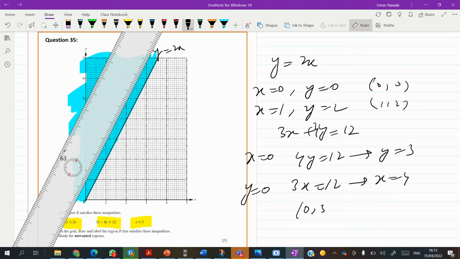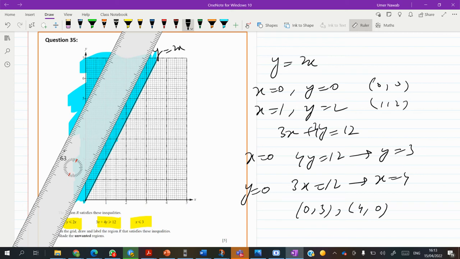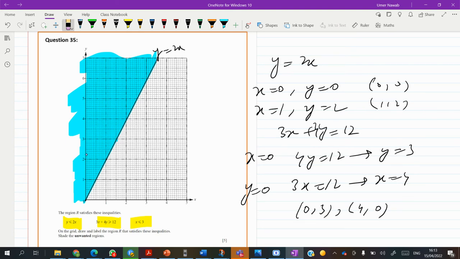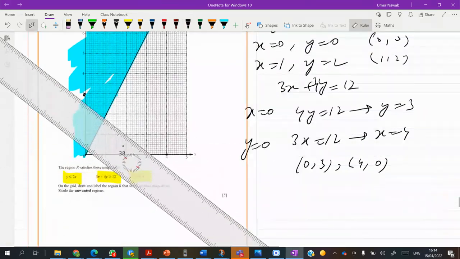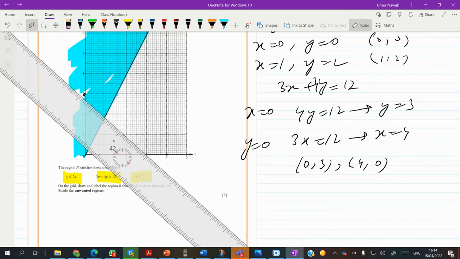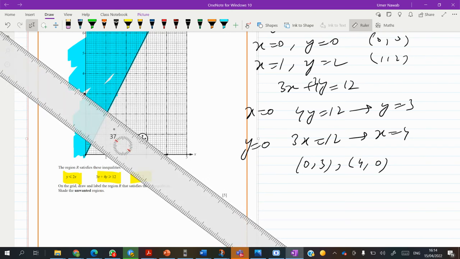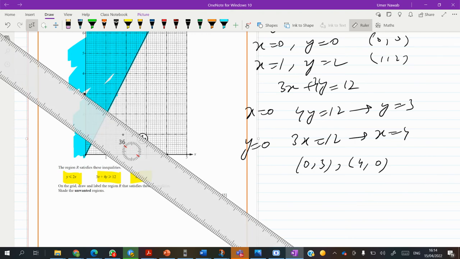I'm getting 0, 3 and 4, 0. So let's draw the line through 0, 3 and 4, 0.